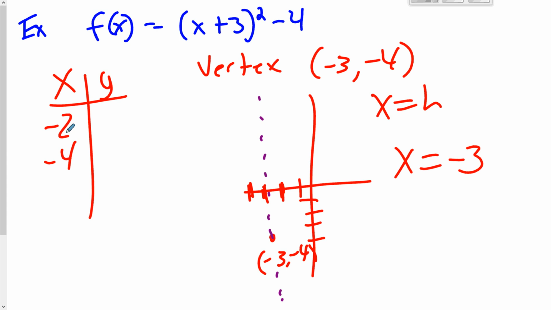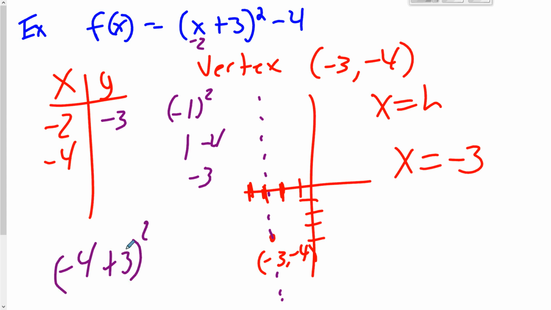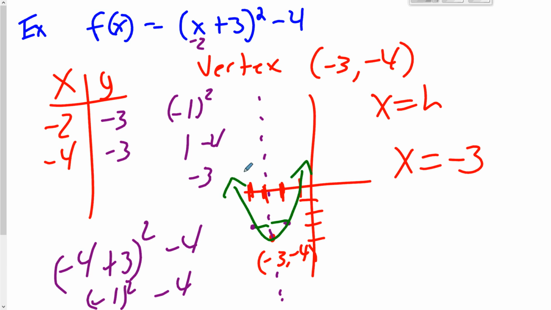So now I can plug in negative 2. Negative 2 plus 3 would be negative 1. Negative 1 squared is 1, and 1 minus 4 is negative 3. So negative 3. And you can see if I plug in negative 4, the same thing is going to happen. Negative 1 squared is 1, and then I subtract 4, which is again negative 3. So you notice that those have the same y value because they're both 1 away from that axis of symmetry. So they have the same height. So now I can draw my graph, draw my u. There it is, all done.